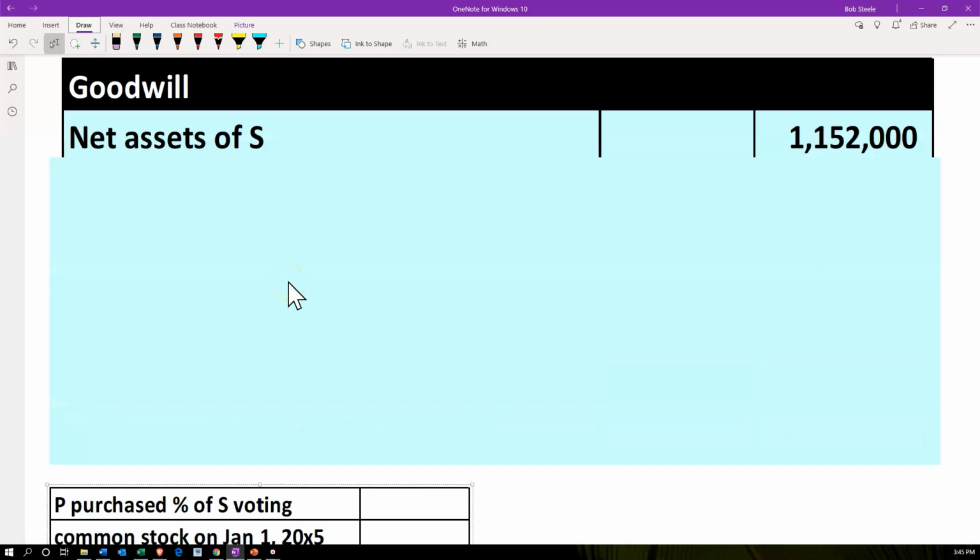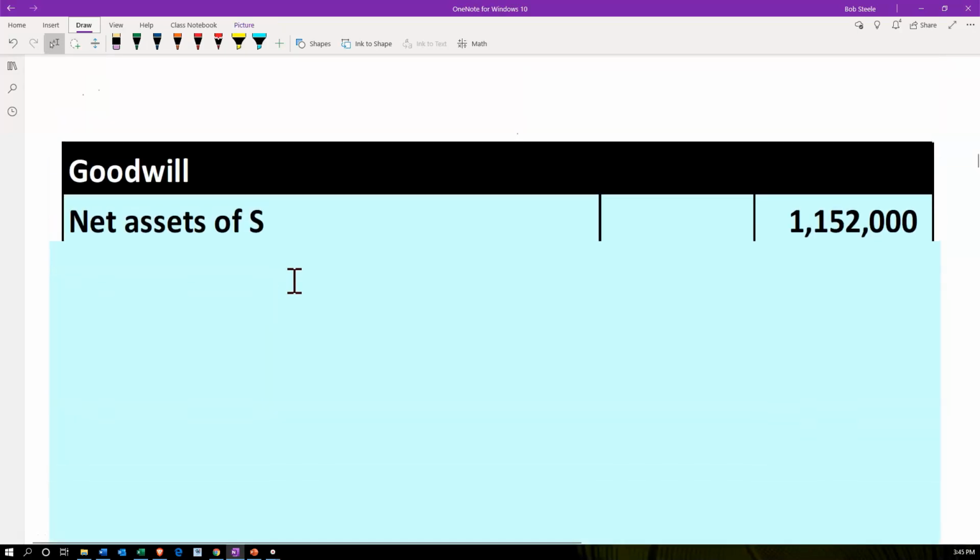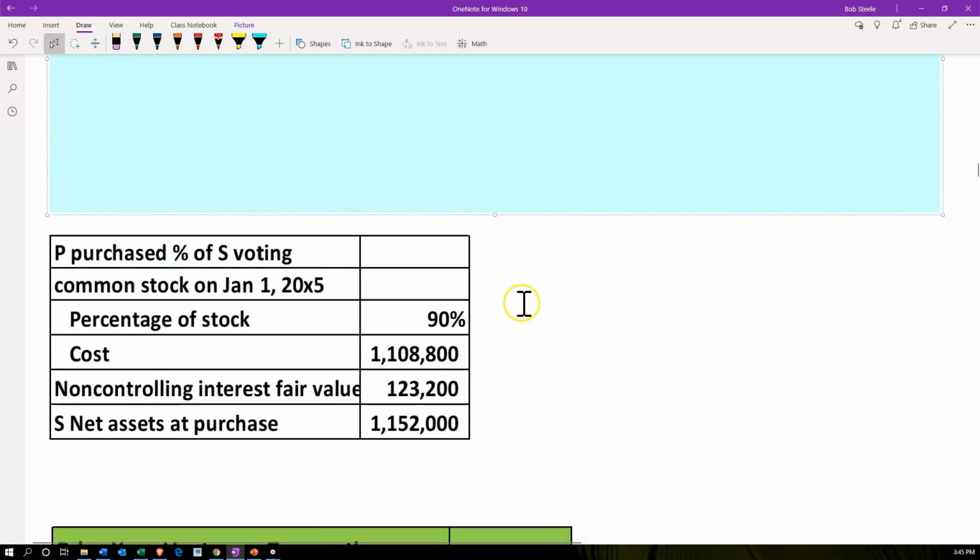First, we're going to be calculating the goodwill and the differential. So we've got our little revealing box here. We're going to pull the information we had from up top, which is the P purchase, the percentage of S voting common stock on January 1st, 20X5. So this is at the point in time that the actual purchase took place, not the point in time we're doing the consolidation, that being X7. We're going back to X5 to calculate the goodwill and the differential.